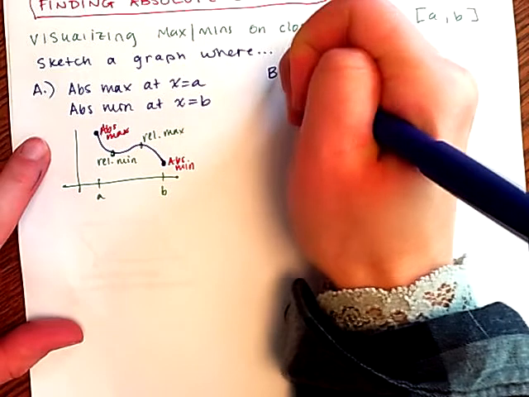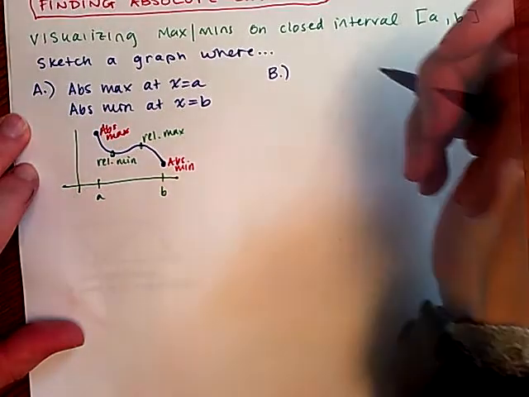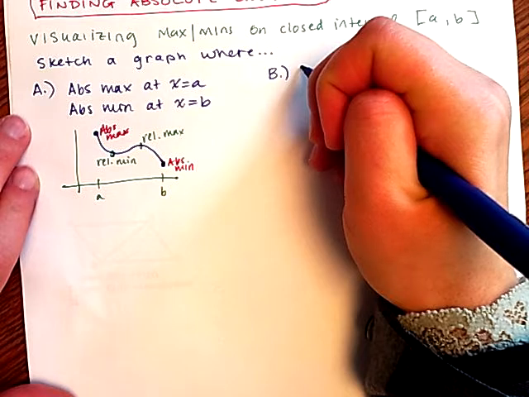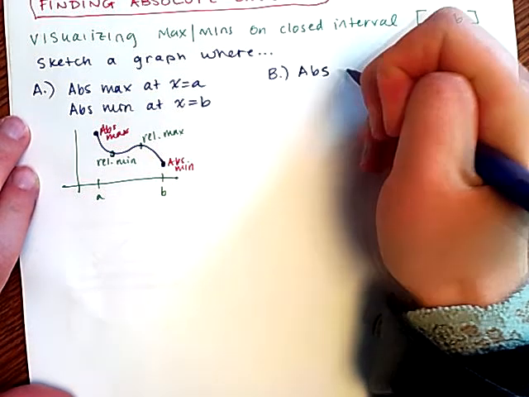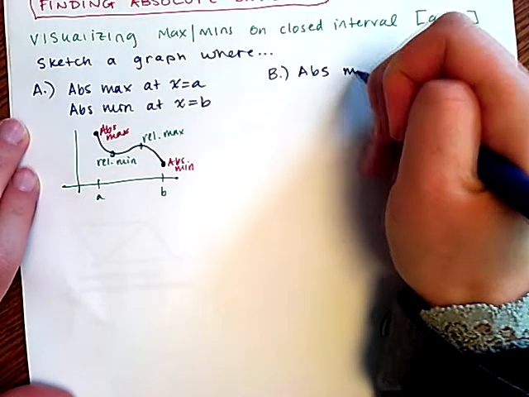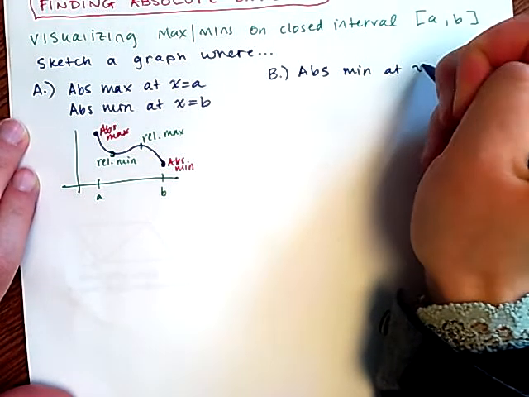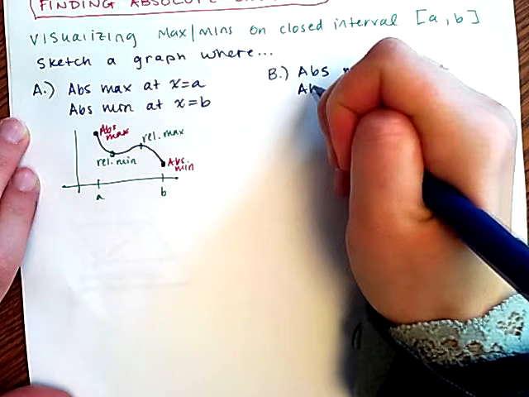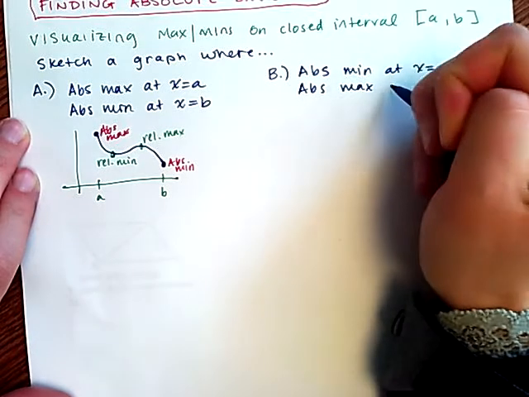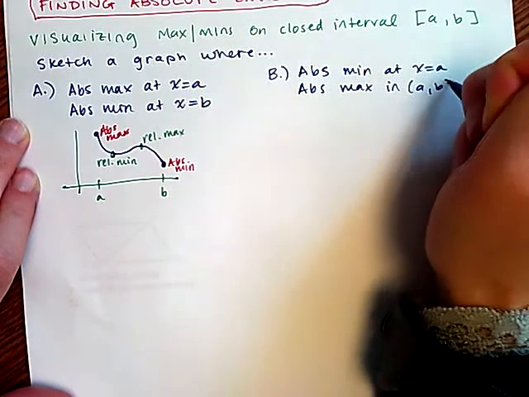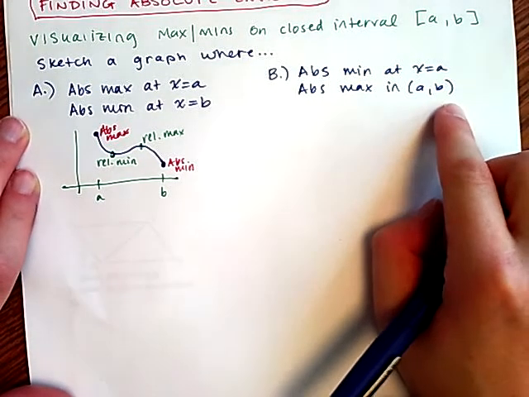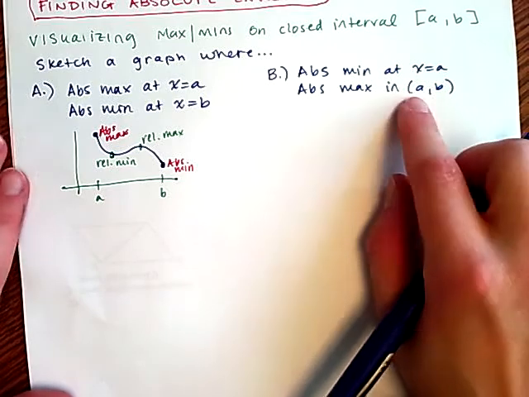I'm going to write out a couple more, and I'd like you to pause the video and see if you can sketch a graph. Then I'll go through and show you what I think the graph should look like. So let's say an absolute min at x equals A and an absolute max in the open interval from A to B. That means the absolute max doesn't occur at either endpoint.